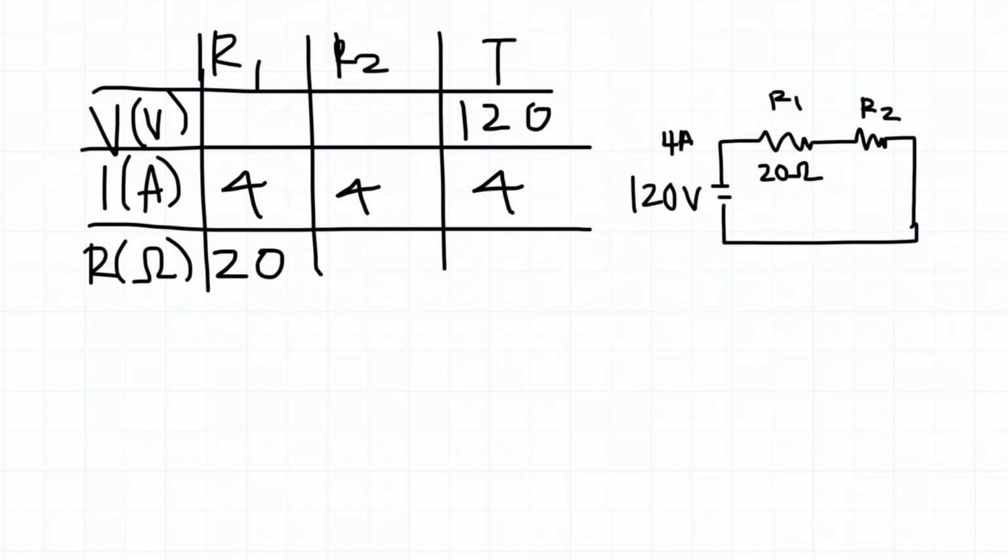There's a couple things you can actually solve here. You can either solve for the voltage in resistor 1, or you can solve for the total resistance using the last column. I'm going to start by finding the total resistance using Ohm's law.